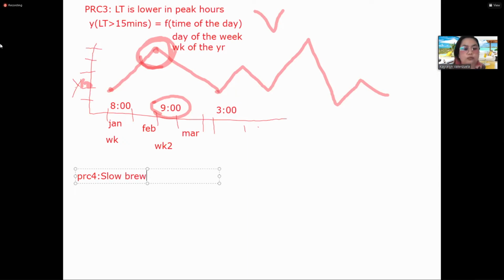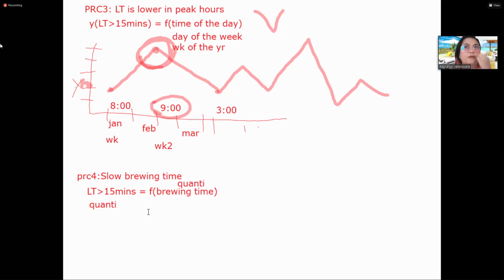Dahil meron tayong slow brewing time. Yan, example natin. So, meron slow brewing time. Yung Y ko pa rin, di ba, lead time is greater than 15 minutes. Di ba, equals, ano yung function ng X ko? Brewing time. So, pag tinignan nyo, parehong time yan. So, parehong quantity. Tama? Ito, quantity din. Ano gagamitin ko to compare?